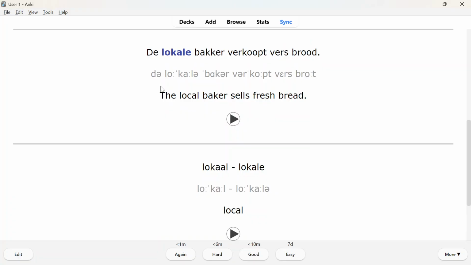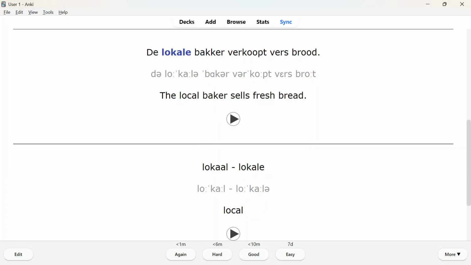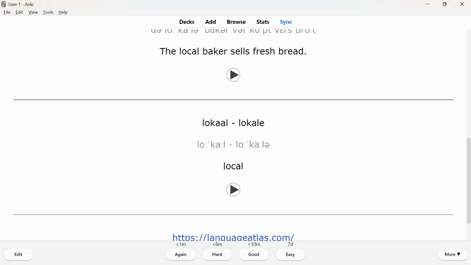De lokale bakker verkoopt vers brood. Lokaal, lokale. And again, same setup. Lokale was the right answer. It's noted in indigo, so you can immediately spot it. IPA notation, English translation, audio. De lokale bakker verkoopt vers brood. And we have the adjective area where we see the adjective in its base form and in its inflected form.